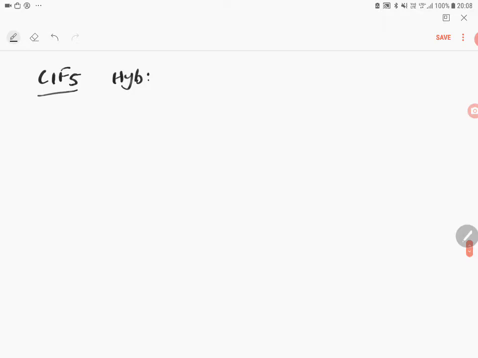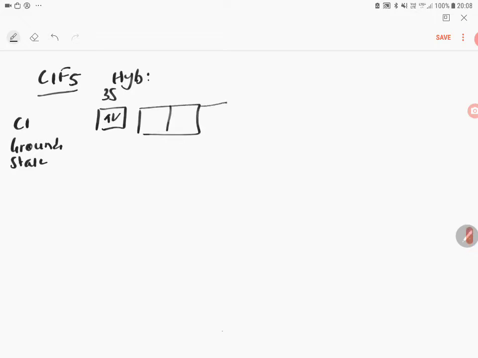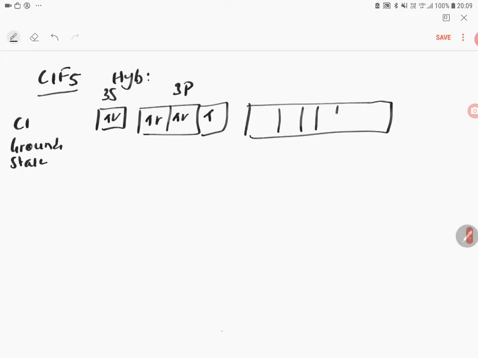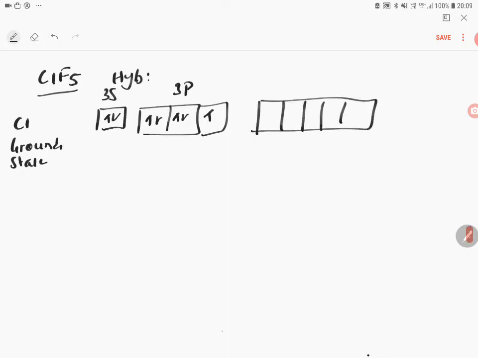So for chlorine, we have to draw the ground state and the excited states of 3s and 3p. Chlorine ground state: in 3s, 2 electrons will be there; in 3p, 5 electrons will be there; the d orbitals are vacant in the ground state.